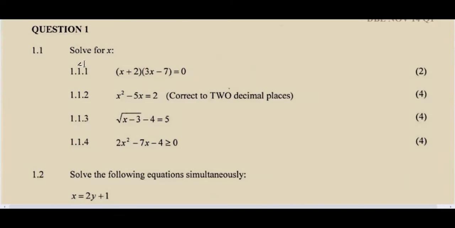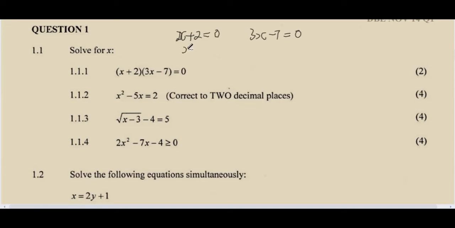Now with the first question, 1.1.1, you are given 2 marks, and everything is in standard form like this, and you can see it's equated to 0. All you have to do, guys, you know that you just take each and every bracket and equate it to 0. No foiling on this part. So all you do is just say x plus 2 equals 0. Then you also take this bracket, 3x minus 7, and equate it to 0.